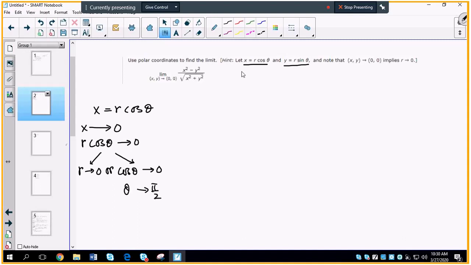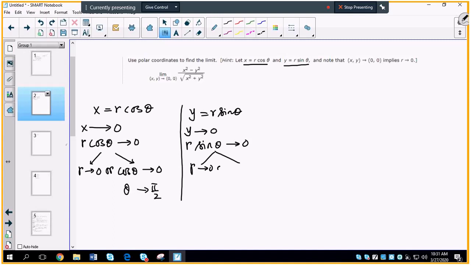What else do we know? We know the other substitution, and that is y is equal to r sine theta. And according to the limit, y approaches 0, which means r sine theta will approach 0 as well. So again, I have twofold answers. I have either r approaching 0 or sine theta approaching 0. Remember, theta was approaching pi over 2. Then sine of theta will approach sine of pi over 2, which I know is 1. That does not match the concept of sine theta approaching 0.